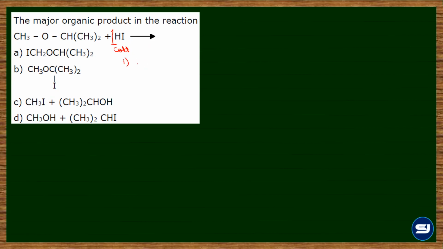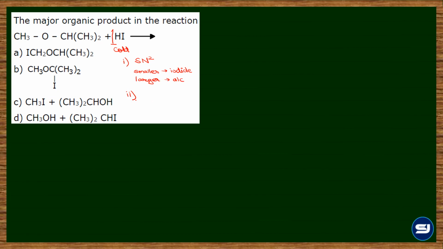One, when both the alkyl groups are primary or secondary, it follows the SN2 mechanism with a simple trick: the smaller one gives the iodide. The reason is the nucleophile will be able to attack the smaller species easily through backside attack, and the larger one gives an alcohol.